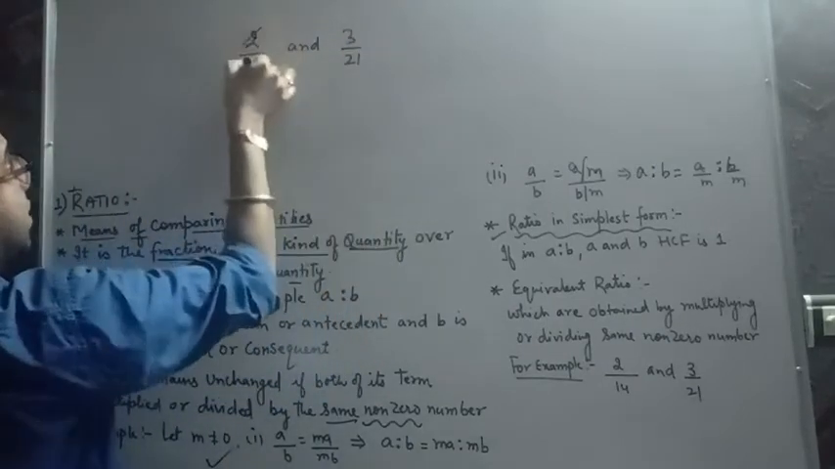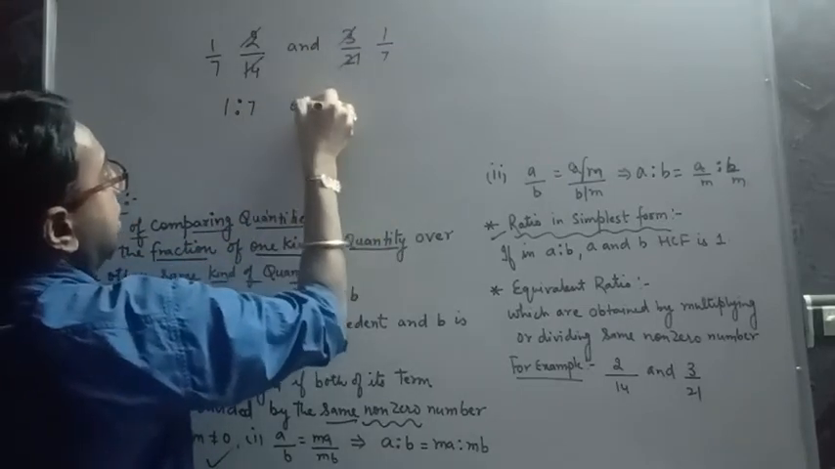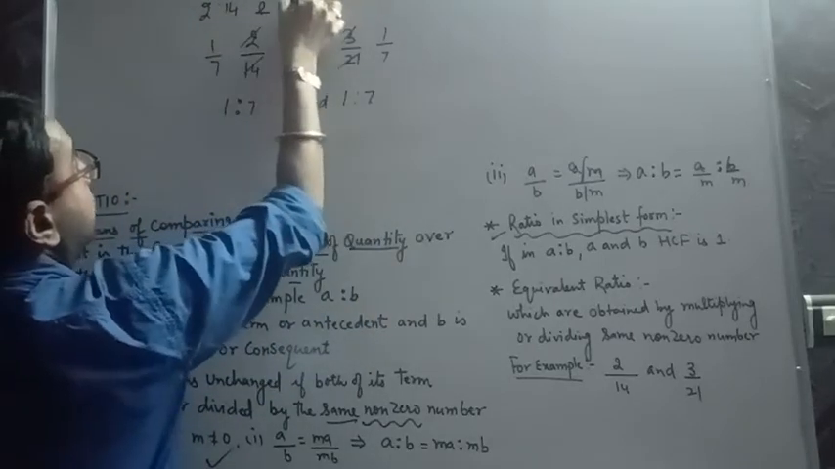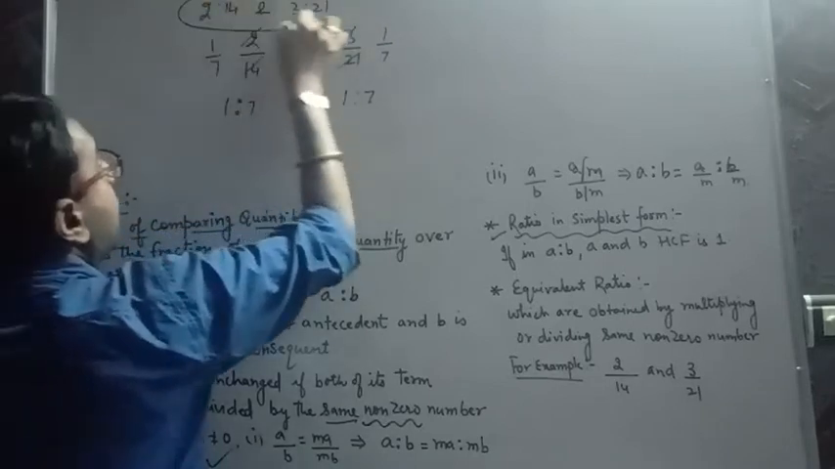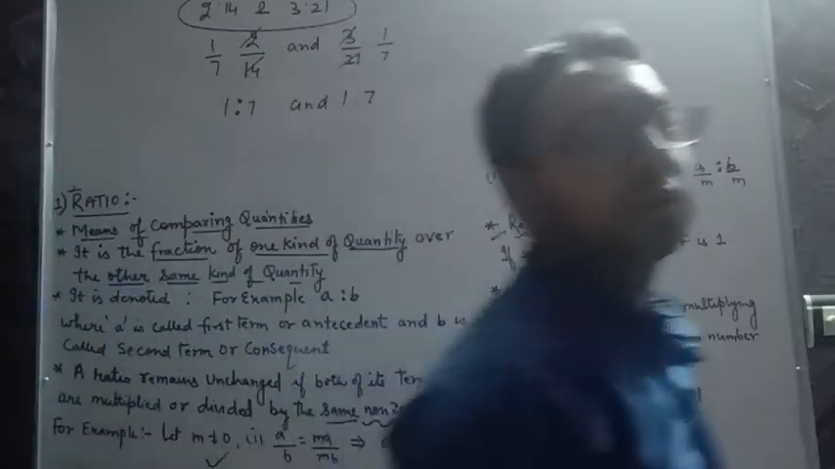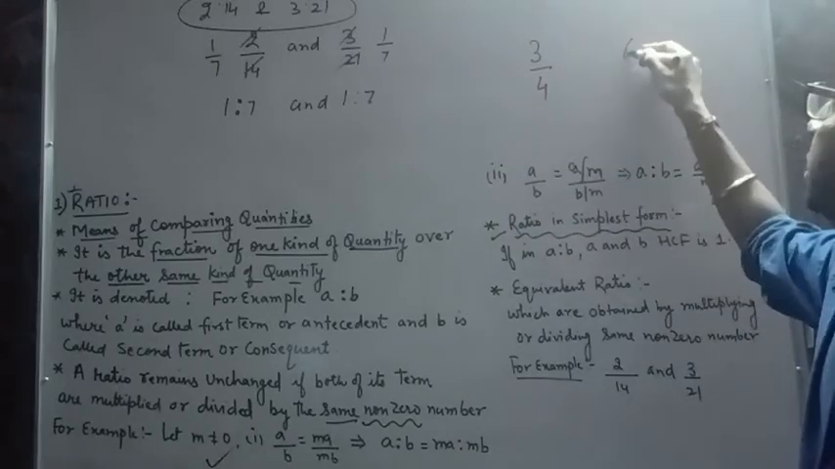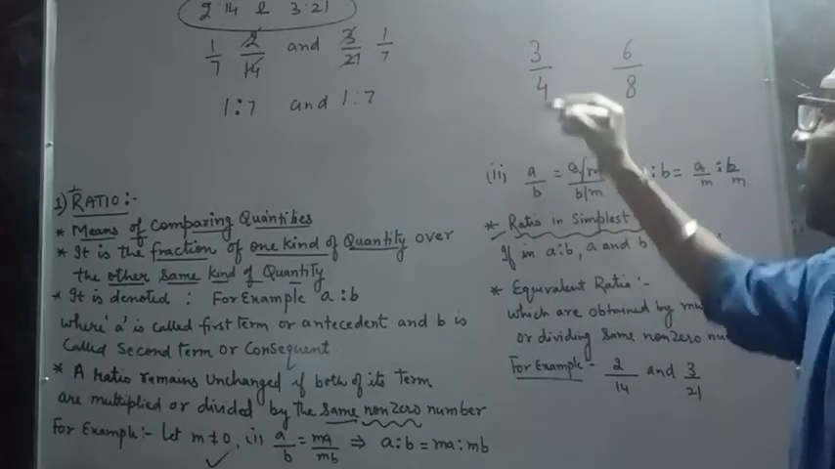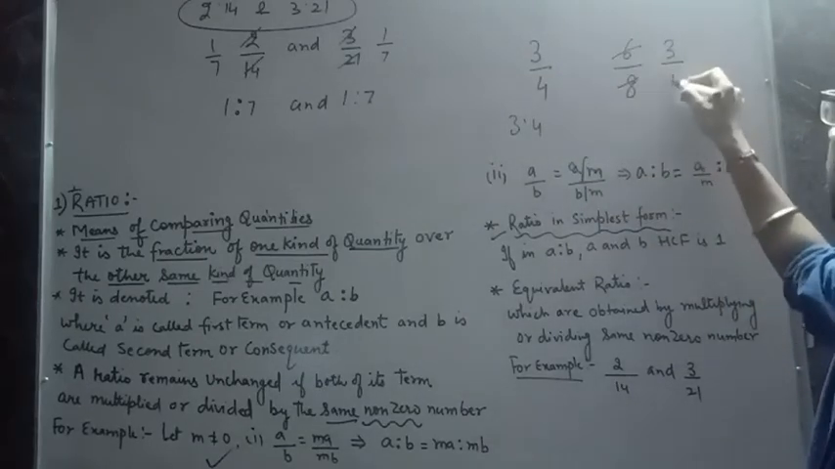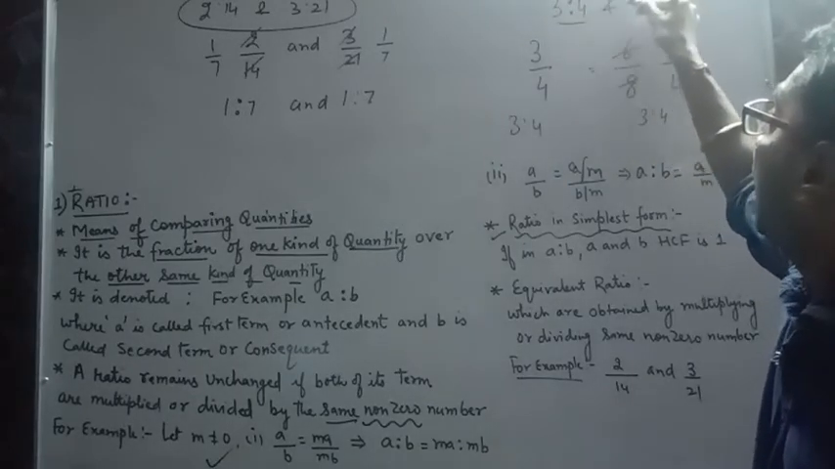If I reduce, I will be getting 1 by 7. 1 ratio 7. So can I say 2 ratio 40 and 3 ratio 21 are equivalent ratios? Can you give me another example of equivalent ratios? Let us take the example 3 by 4 and 6 by 8. Again they are equivalent fractions because this is 3 ratio 4. If I cut 2 threes and 2 fours, again I am getting equivalent fractions.